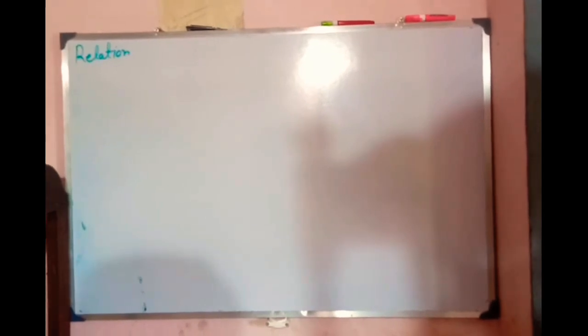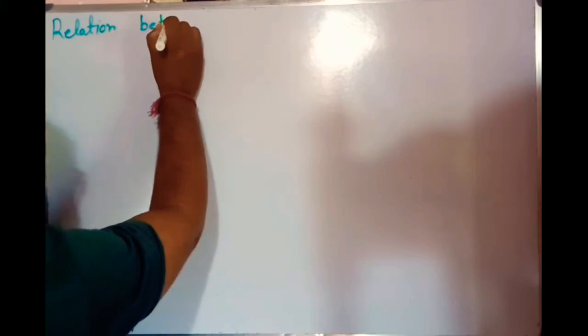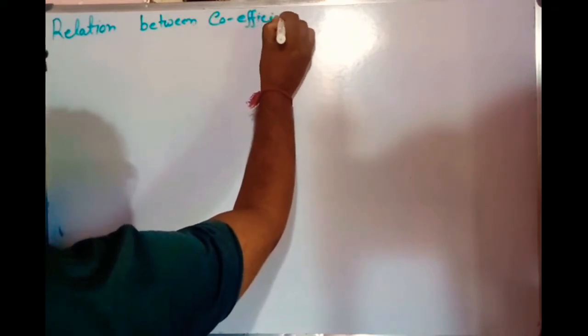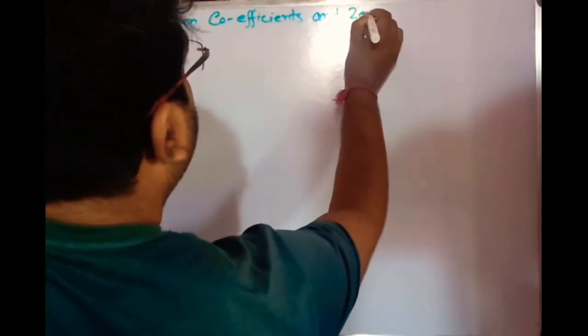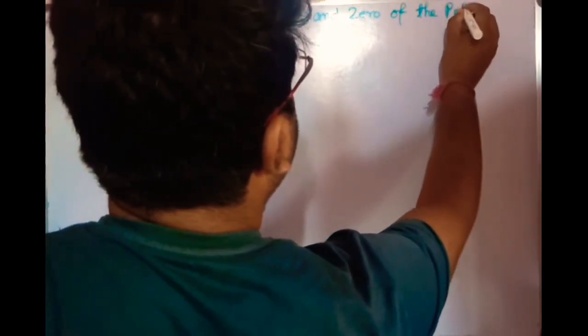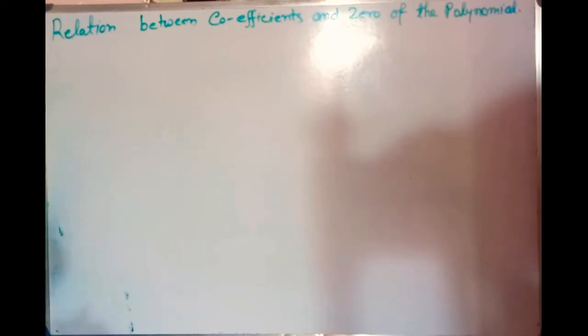My name is Om Suman Sinha and we are going to discuss the relation between the coefficients of a polynomial and the zeros of the polynomial. This we have to discuss today.